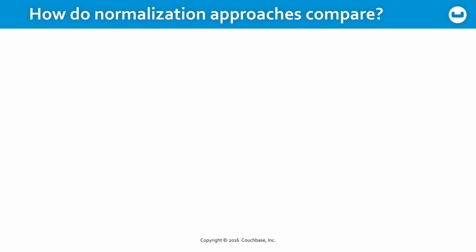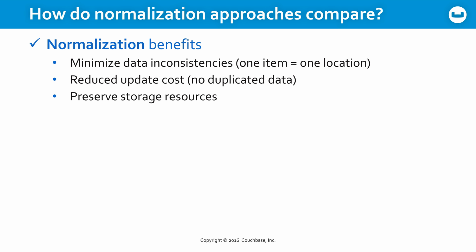So how do these two general approaches compare to each other, normalization versus denormalization? Well, there's nothing wrong with normalization. It minimizes your data inconsistencies. One item, one location. This reduces your update cost. There's no duplicates to account for over time. It also preserves your storage resources, which was one of the fundamental rationales for this entire approach back in the day when it was invented, in the 70s, when disco was cool.